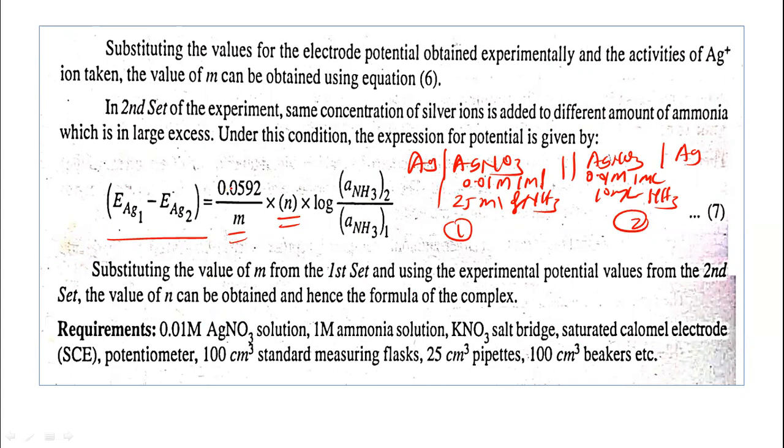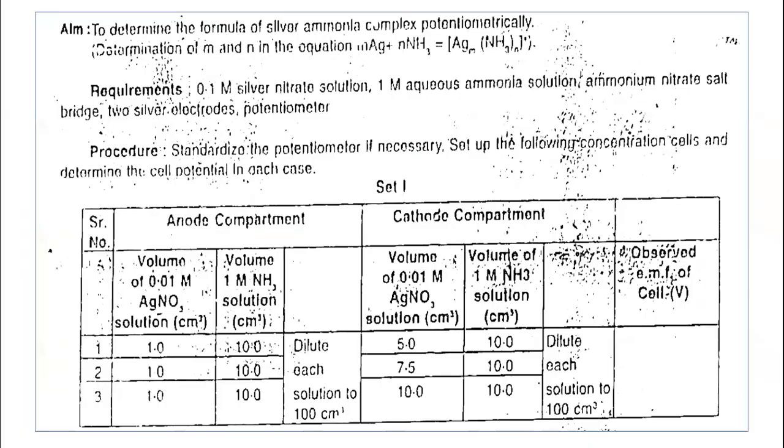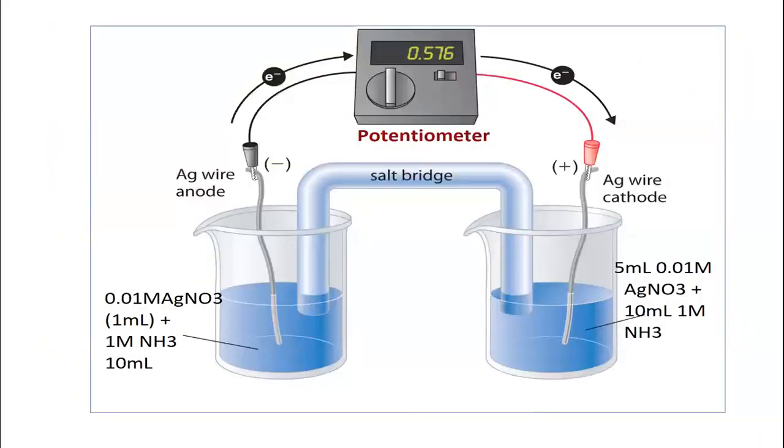So what are the requirements for this experiment? We require silver nitrate solution; the concentration of the silver nitrate is 0.01. We require 1 molar ammonia solution, and a potassium nitrate salt bridge. Then we require a pipette, a burette, and whatever apparatus is given that is required for the experiment. So let us see how we can perform set first.